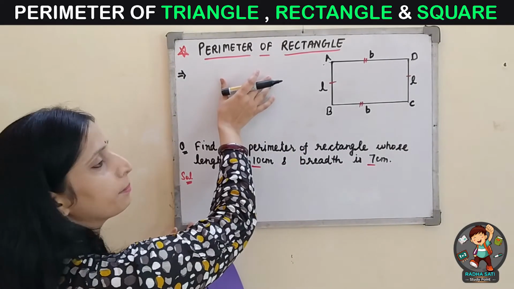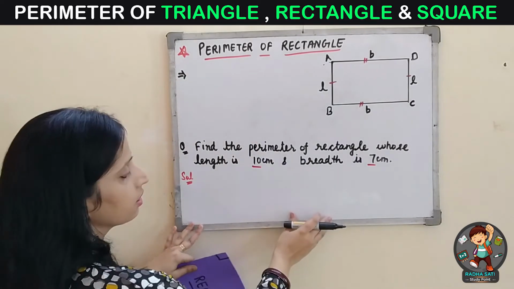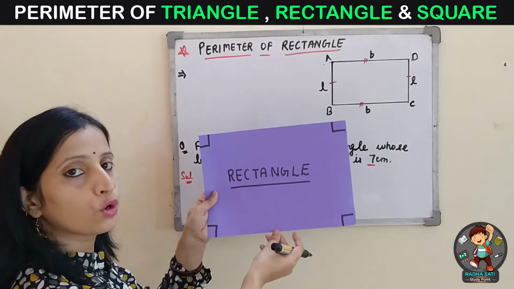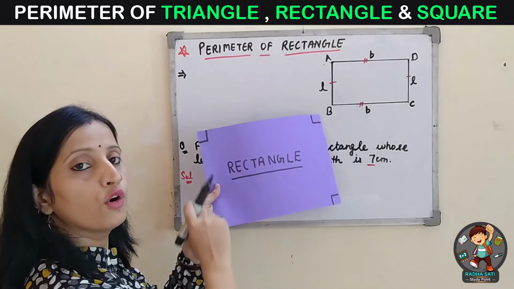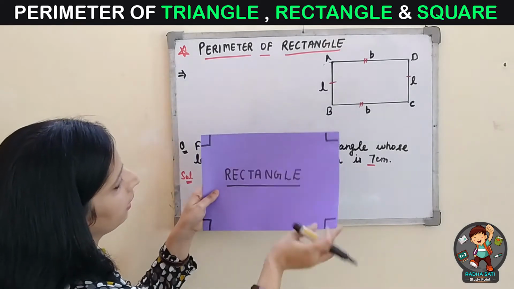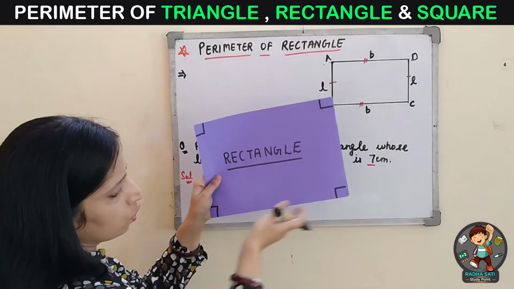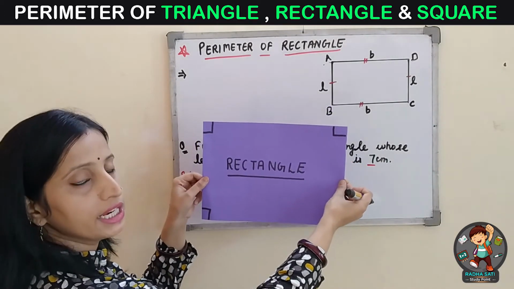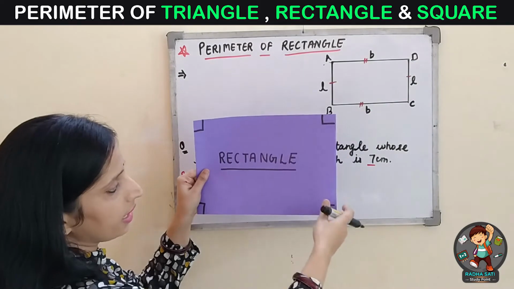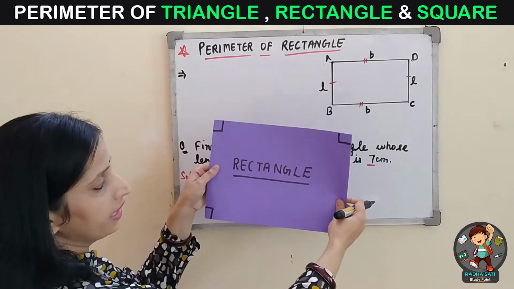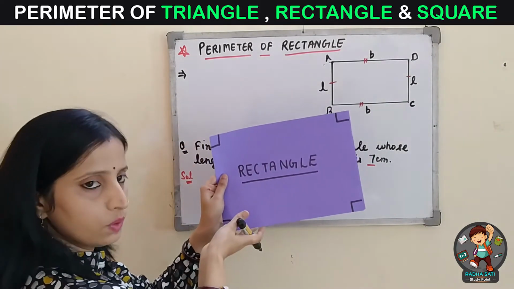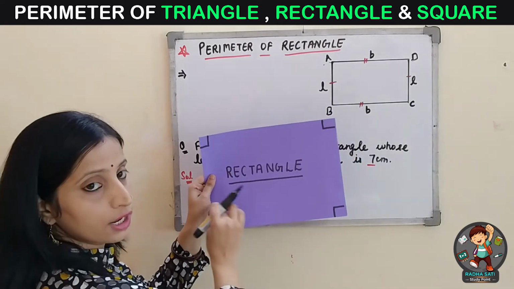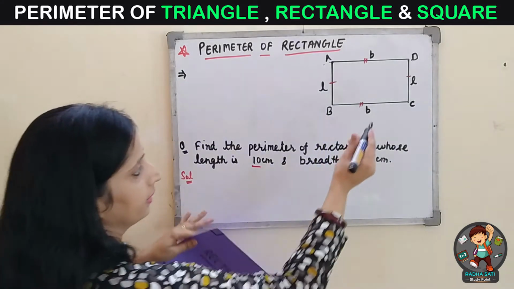Now let's find the perimeter of a rectangle. This is a rectangle. A rectangle is a simple plane closed figure made up of 4 line segments. Here these are the 4 sides. Its property is that its opposite sides will always be equal to each other: this length will be equal and this breadth will be equal. It has 4 vertices, 4 angles, and all the angles are of 90 degrees.